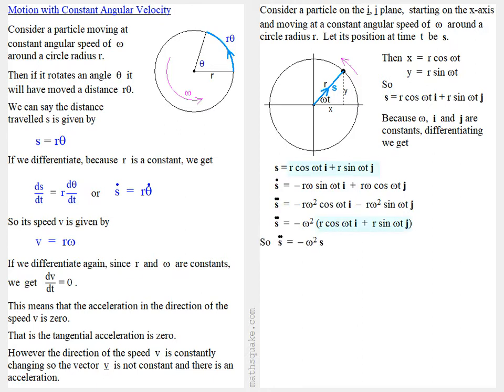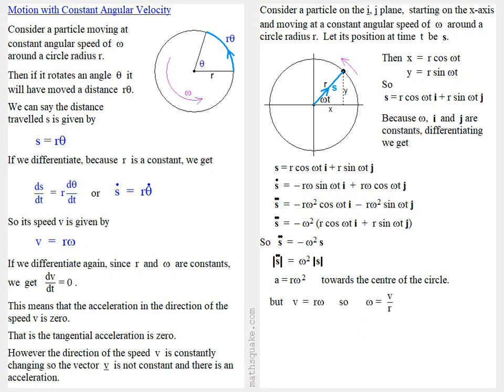And we can see that what that gives us is s double dot is equal to minus omega squared s. And if we take the modulus of each side, now the modulus of s double dot is a, and the modulus of s is r. So this gives us a is equal to r omega squared, where a is towards the centre of the circle. So the particle has an acceleration towards the centre of the circle of r omega squared.